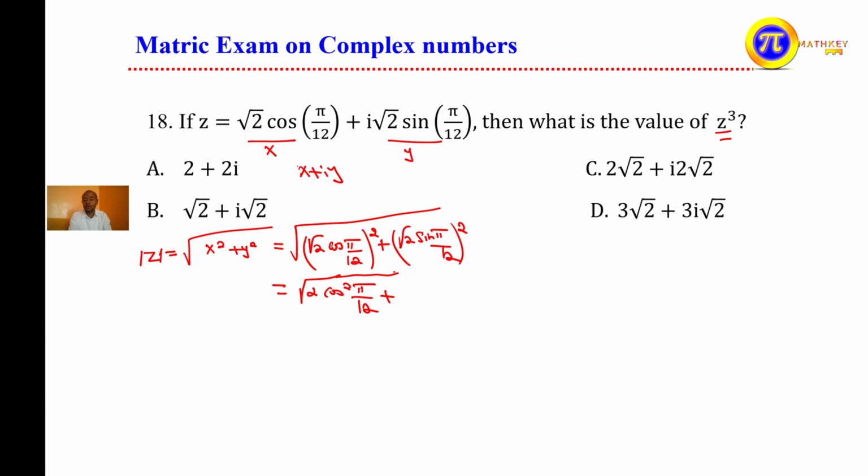Similarly, for the square root of 2 times sine pi over 12, the square is 2 times sine squared pi over 12. What is common here? The common factor is 2. Take 2 common: 2 into cos squared pi over 12 plus sine squared pi over 12.